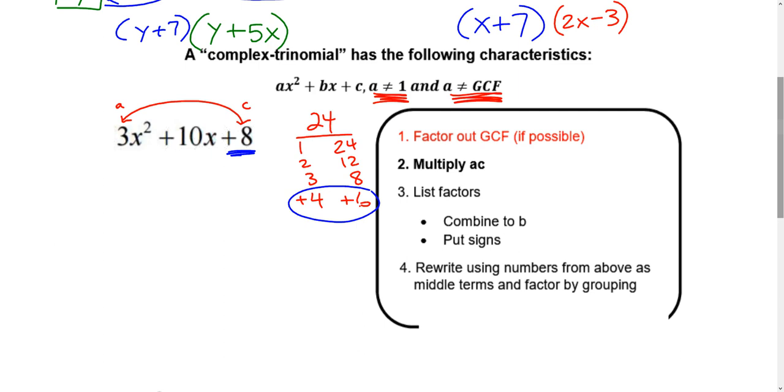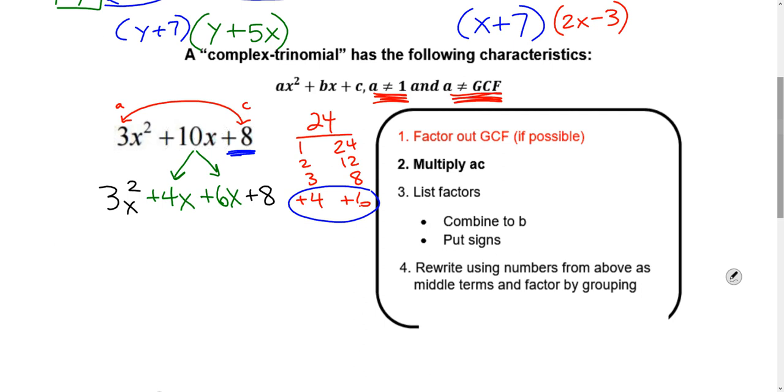So here's what we do. We are literally going to replace this 10x with the two numbers there. So I have plus 4, and it needs to add up to 10x, so I need to put an x on it. And then plus 6x. And then we're going to bring down the first term, and then we're going to bring down the last term. So there's our conversion part, and now we just do it exactly how we did the bell work.